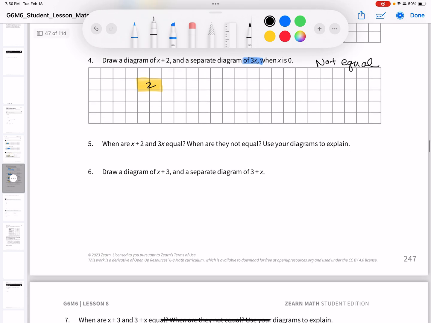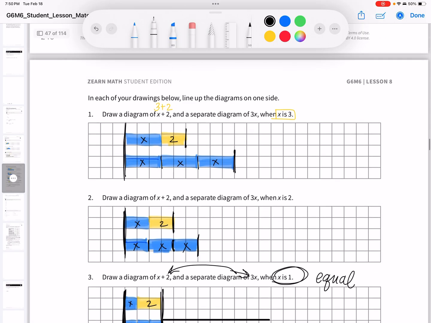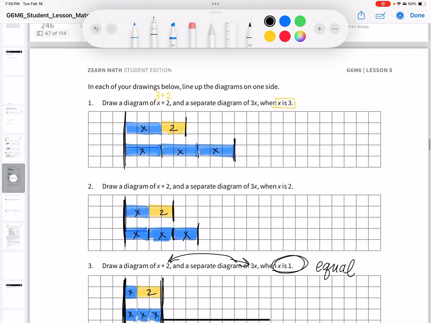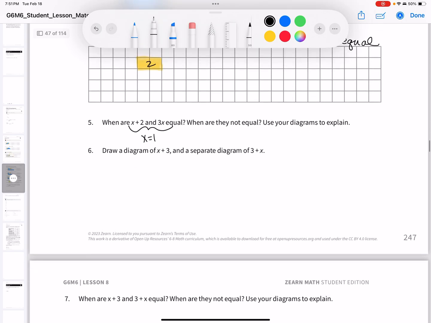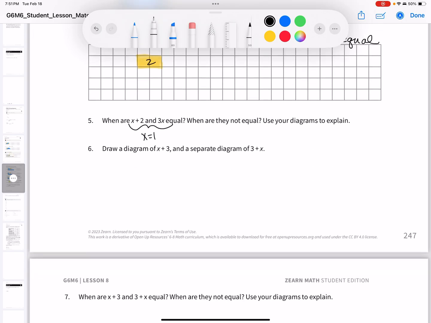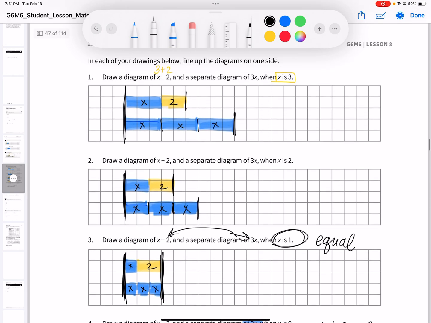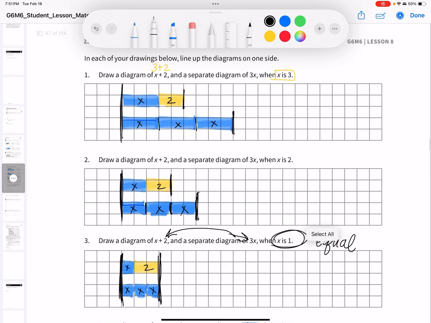All right, when are x plus 2 and 3x equal? So only when x equals 1 are they equal. When are they not equal? Well, when x is 4, 3, 2, 0. Not equal, x equals 4, 3, 2, and 0. Right? Because our diagrams show that they don't end at the same spot.